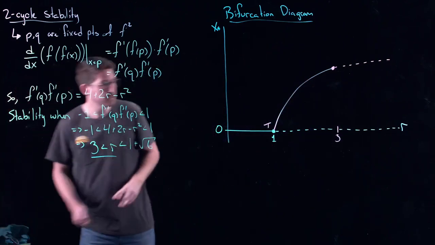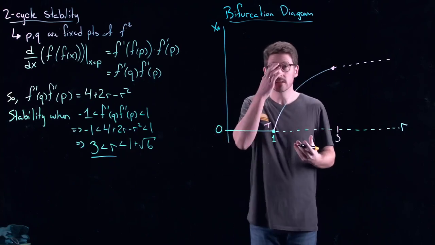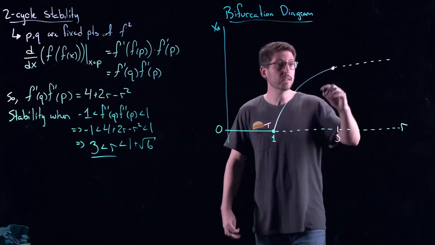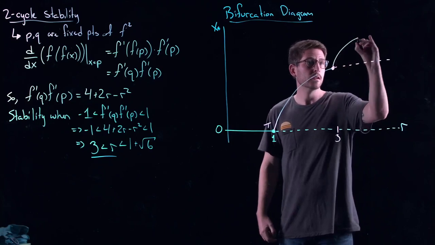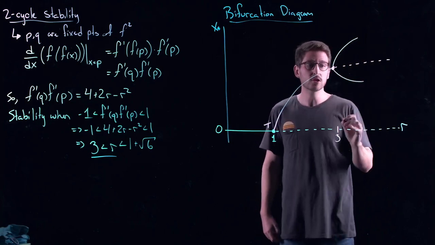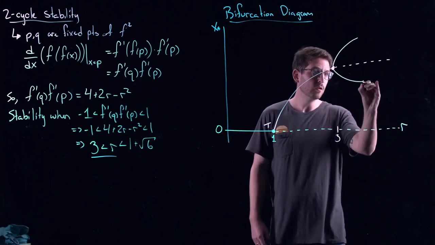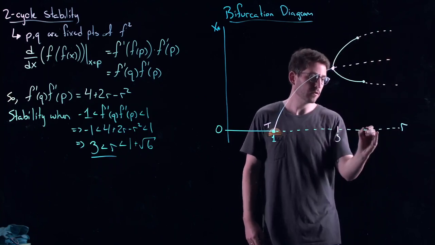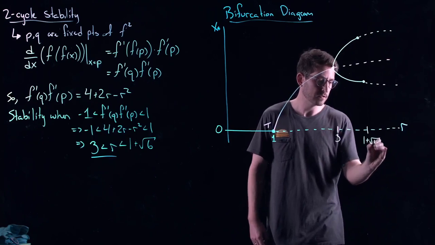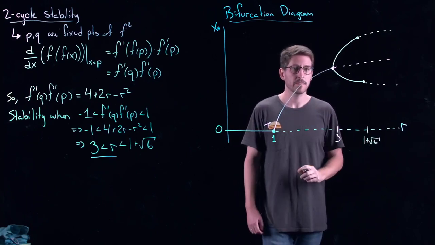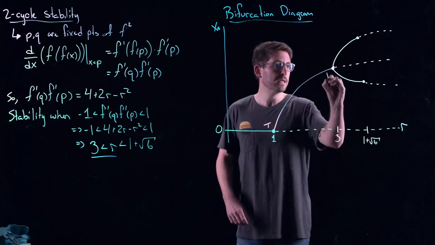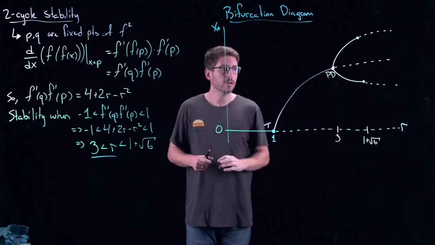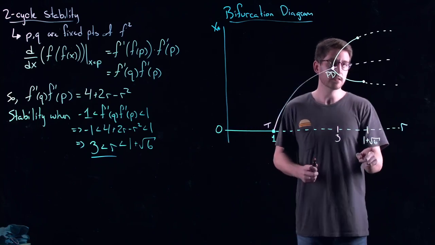Then we have a 2 cycle. Now, 2 cycles are hard to draw on these diagrams. Typically, the way we draw them is we draw both P and Q together, okay? So what that would look like is this. We draw both branches of this thing, and we know that they cease to be stable after exactly 1 plus the square root of 6, okay? So here I've got a period doubling or a flip bifurcation. That's when the multiplier goes through minus 1. But now look at what happens here. After 1 plus the square root of 6, what happens next?